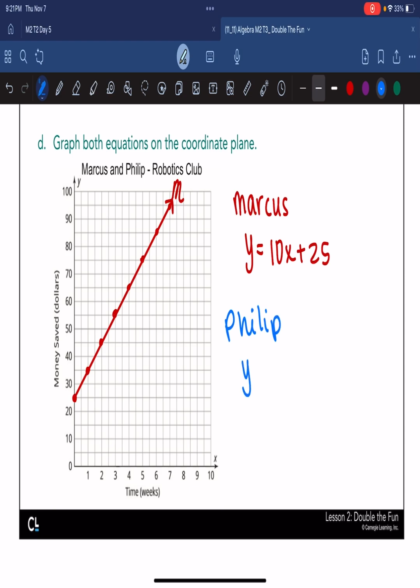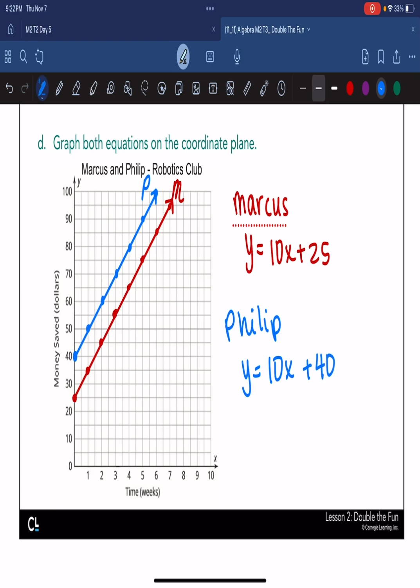Philip's equation was y equals 10x plus 40. So my y-intercept is 40. That's where I'm starting. And he is also going to go up $10 every week. So this will look something like this. That's Philip.